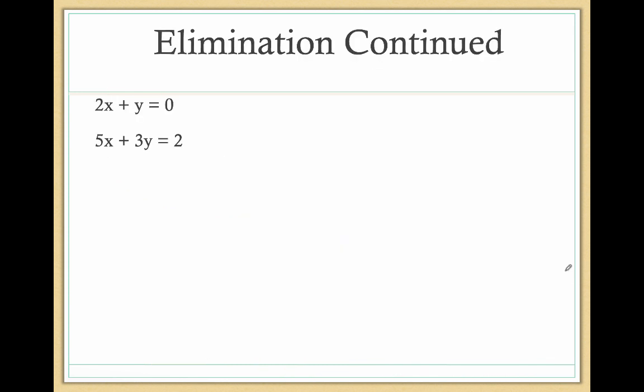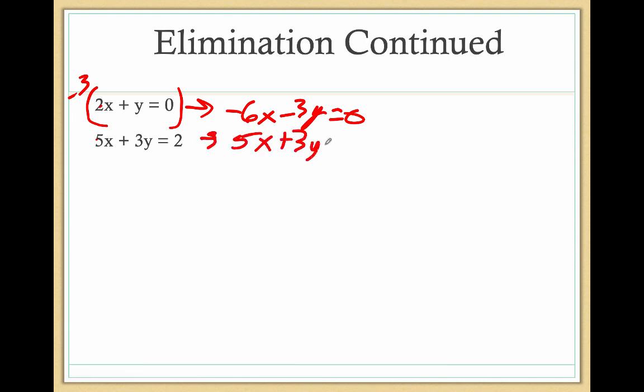Okay, so elimination. Match them up to eliminate. Sometimes you might have to combine both of them or just one of them. I look at this one, 2 and 5. I could do negative 5 and positive 2, but make it easy on yourself. I would do this one as negative 3, and I would get negative 6x minus 3y equals 0. I'd leave this one alone. And now when we combine, I get negative x, those are gone, equals 2.